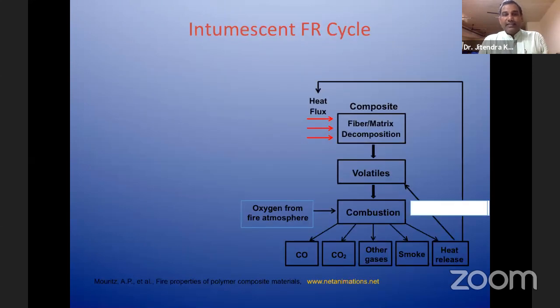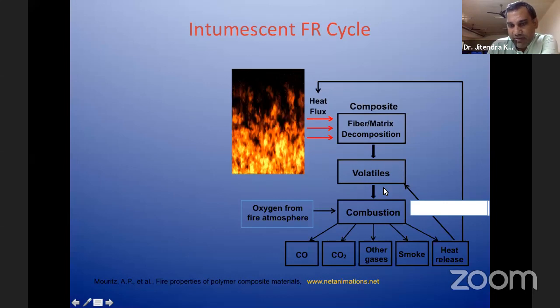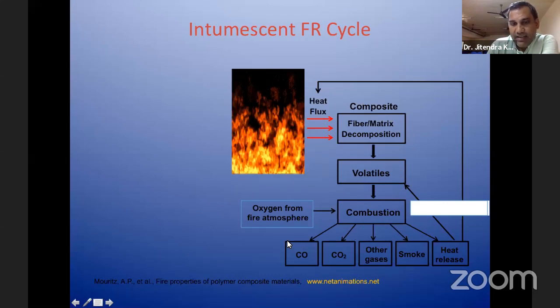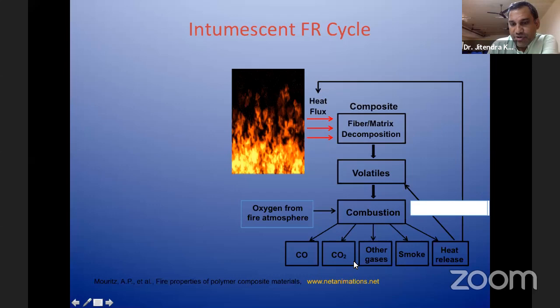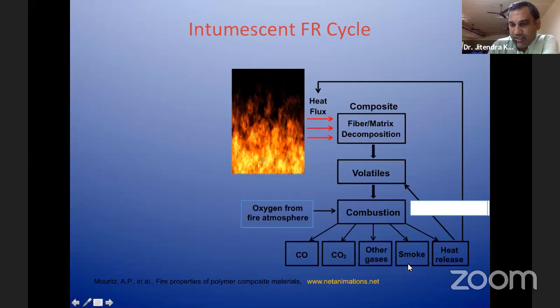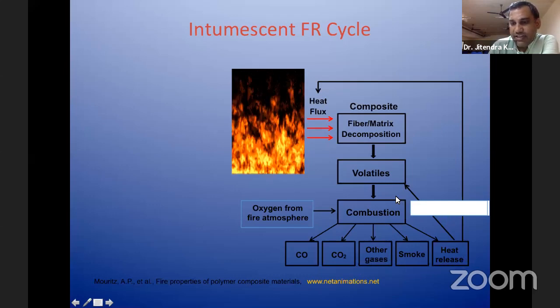So this is how the instrument FR cycle is working. Whatever composite you have fabricated, either the fiber or matrix decomposes, and then you see that volatility. Then combustion, when you perform it, releases CO2 or CO, other gases, smoke, and it can also release heat.